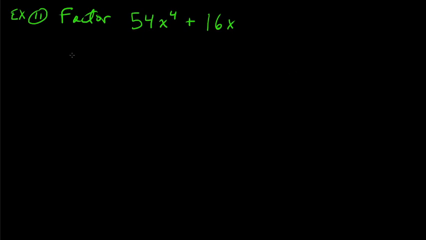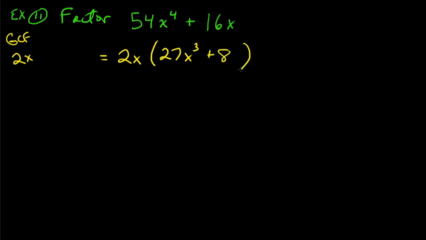All right. Well, GCF, I think it's just 2x. So factor out the 2x, and you're going to be left with 27x cubed plus 8. Okay, and then we did one like this earlier. So again, the hard part was just making sure you do the GCF first. Otherwise, I don't think there's anything else you can do, right?